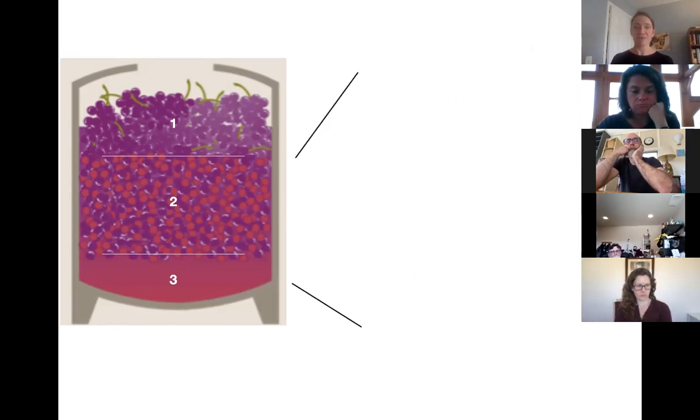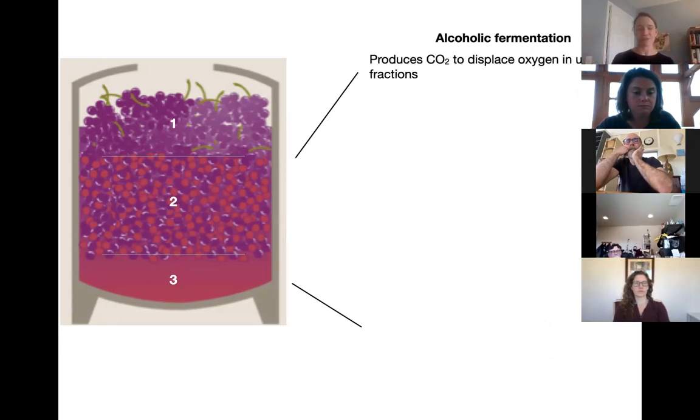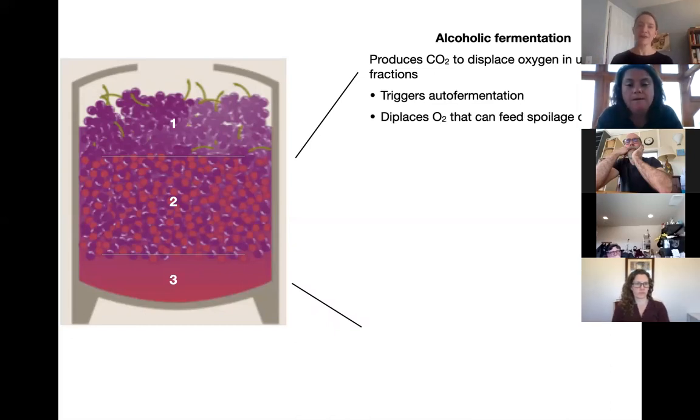But of course, we also have an alcoholic fermentation going on, right? We have an alcoholic fermentation in fractions 2 and 3. In 2, we've got those intact berries, but we also have the alcohol that's around them. And we have what's going on in fraction 3. The good thing about this is that the alcoholic fermentation is working like we would expect it to. It's producing a lot of CO2 that's pushing out that oxygen, which is good. It triggers our auto fermentation. That displacement of oxygen is also really important in terms of preventing spoilage.